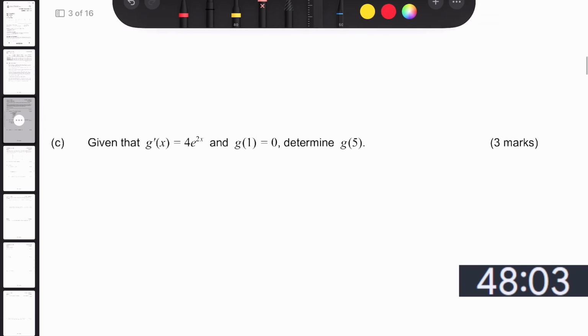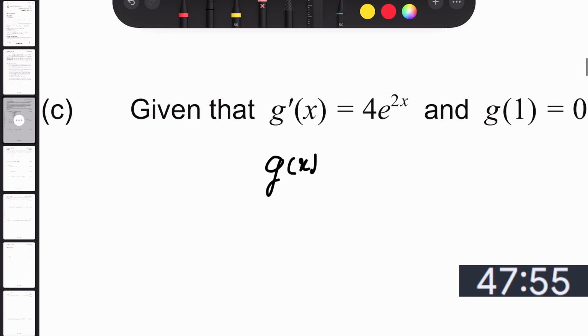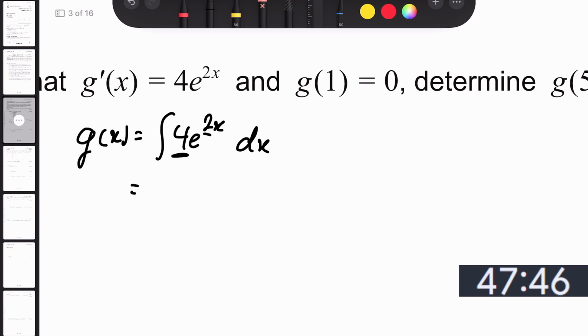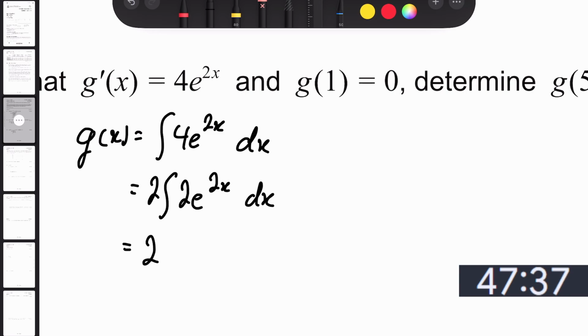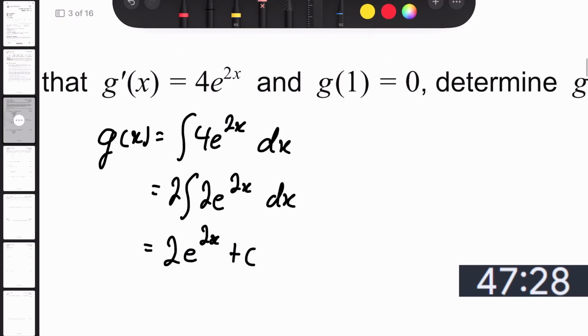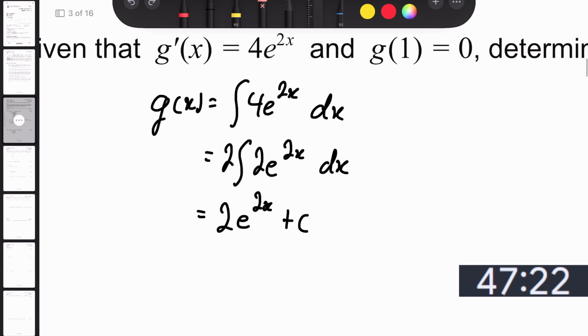Given that, determine g of 5. So let's see. g dash and g of 1. I want to find g of x, which is equal to the antiderivative of this. What I want is a 2 in front of the e, because that's my derivative. So I'm just going to bring this 2 out. 2e^2x dx. Now I can anti-differentiate this, which is going to be e to the 2x, and then we add a plus c. Now we can check this because the derivative should be this. If I differentiate this, I put the 2 in front, that's going to give me 4e to the power of 2x. So that's all good.